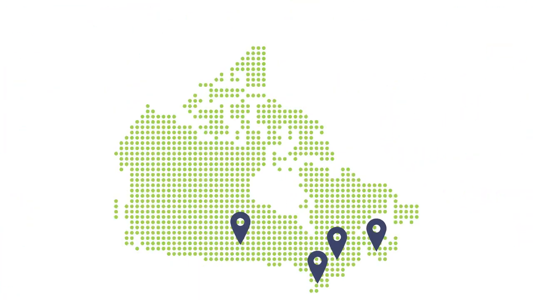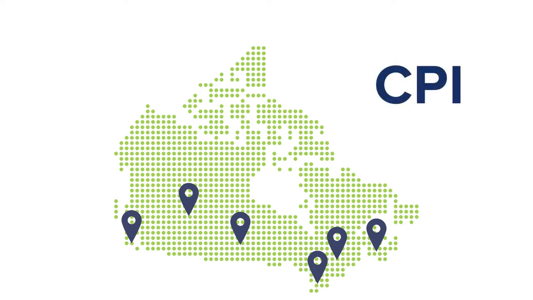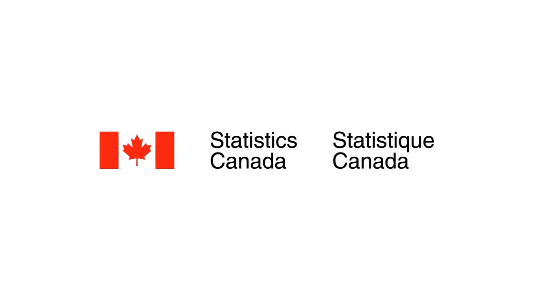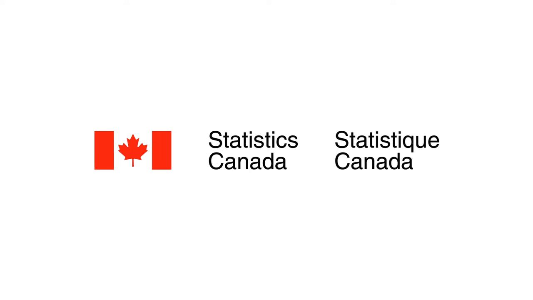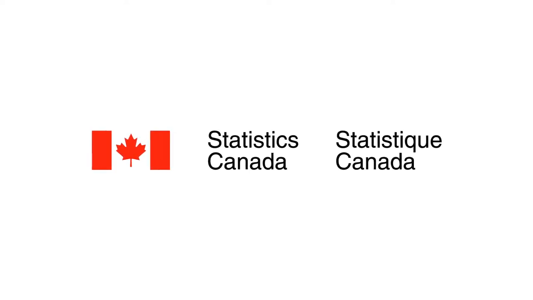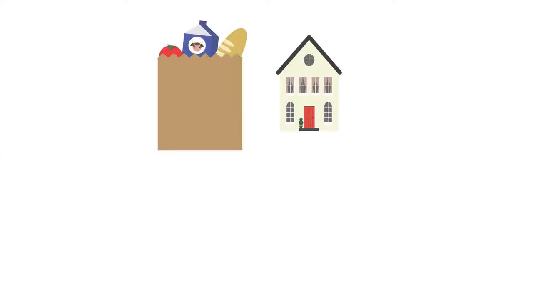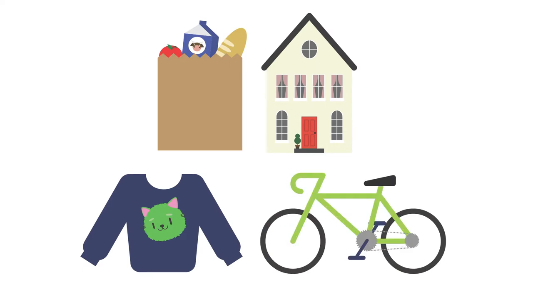Like many other pension plans, including the Canada Pension Plan, it's based on the average annual change in the Consumer Price Index, or CPI, provided by Statistics Canada. Statistics Canada measures the change in CPI by looking at the change in prices for a number of different kinds of goods, from food and shelter to clothing and recreational products.